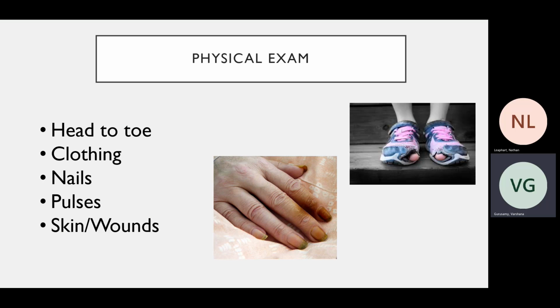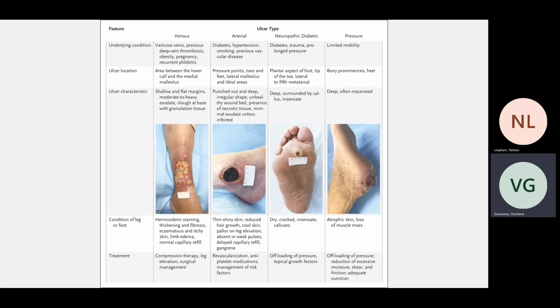Okay, so then after you've screened them and got an idea, we'll do a physical exam. So it's a head to toe thing. You're looking at, what do their nails look like? Do they smoke? What does the clothing look like? Are their shoes worn on one side? Do they have any wounds? And there are different types of wounds, so they can get a little confusing. We don't need to go through this whole table, but venous ulcers tend to be exudative.